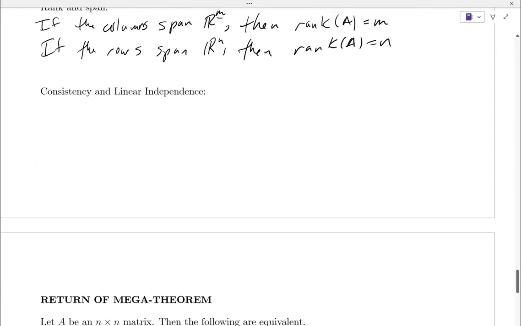All right. Consistency and linear independence. So let's think about, again, what it means to be consistent.